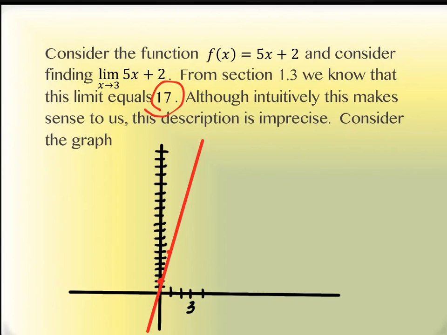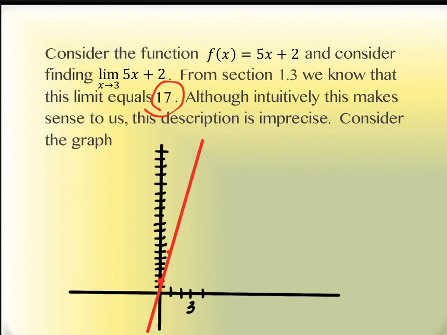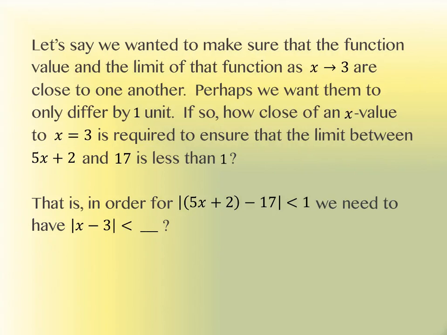This description, however, is imprecise, like I mentioned, and we're going to consider this graph. So I'm going to keep reading from your notes. I know it's in another slide here, but I'll get there in a minute. So let's say that we want to make sure that the function value, that's the y value, and the limit of the function as x goes to 3 are close to one another. Occasionally that doesn't happen, right? You think about graphs that have jumps. The function value and the limit value don't necessarily have to be the same.